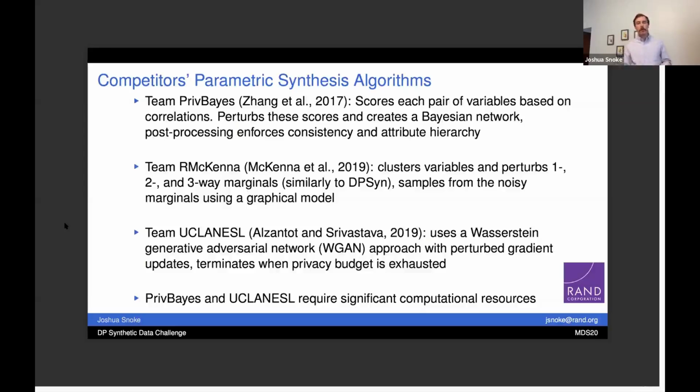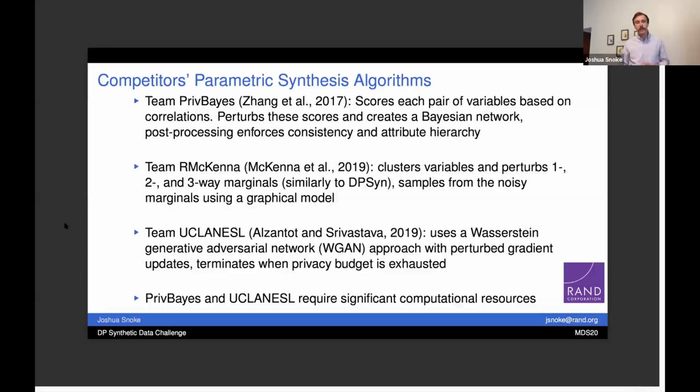The second one was Team R. McKenna. So this was an interesting one. It was a hybrid really between non-parametric and parametric, I would say. They did very similar first few stages to the non-parametric ones, where they clustered variables and perturbed the 1, 2, and 3-way marginals pretty similarly to DPSyn. But then rather than simply sampling from those noisy bins, they layered a graphical model on top of the noisy marginals and sampled through that. And they actually, as you'll see, ended up getting fairly good performance. So it was an interesting idea to combine these two.